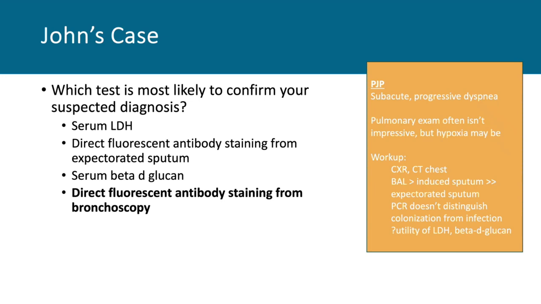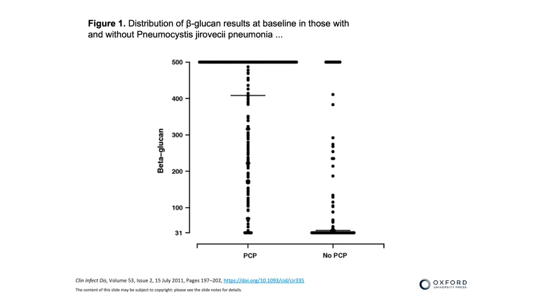LDH, we all know that's non-specific. Of course, if it's super high, like 500, then it can point towards this, but it's never going to really give you the diagnosis. Beta-D-glucan, I know, is sometimes sent. This was a study looking at the beta-D-glucan levels in those with PJP and without PJP. Of course, the average is maybe higher with PJP, but on an individual basis, it's a little hard to draw conclusions from that.